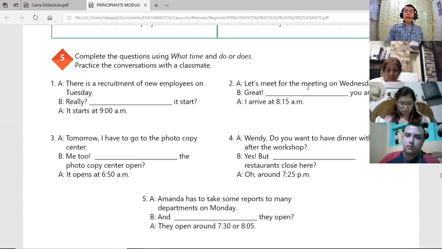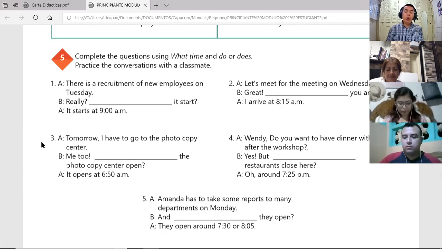Let's meet for the meeting on Wednesday. Great. What time do you arrive? Time. What time do you arrive? I arrive at 8:15 a.m.